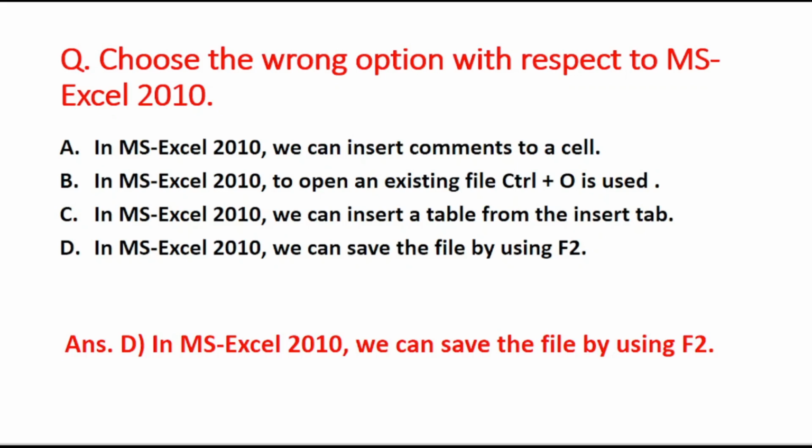So the incorrect one is the option D, that is, in MS Excel, we can save the file by using the F2 key. Because to save the file in MS Excel, the function key used is F12, not F2. F2 is used for the editing purpose in the cell, right?